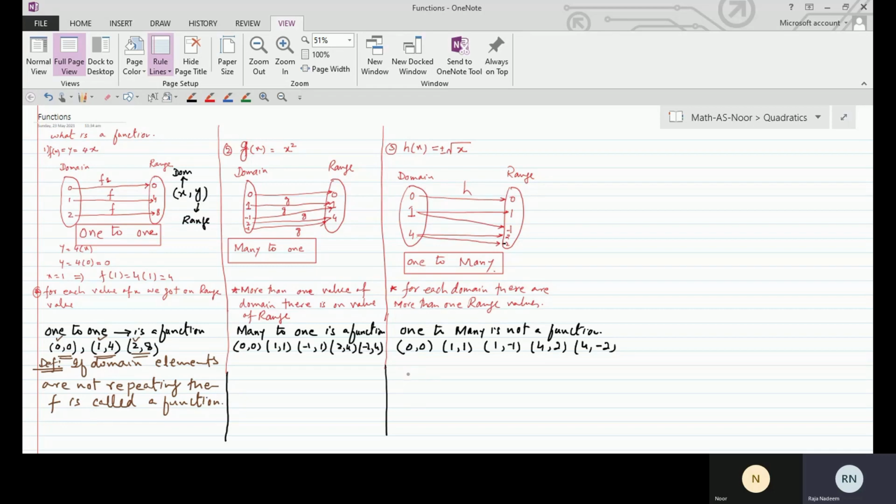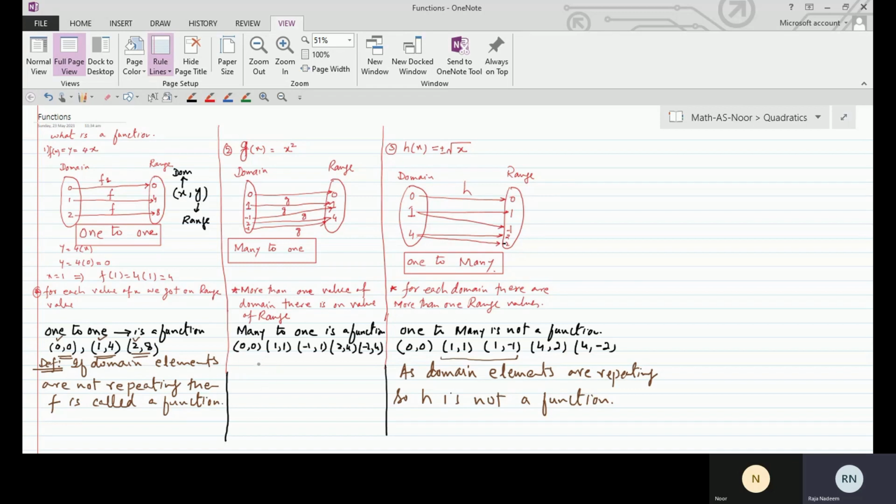I think it's better if I move to example number 3. In example number 3 you can see that domain elements are repeating, so h is not a function. Whenever you find that even in 2 points domain elements are repeating, you would call that relation not a function. You can see that 1 is repeating, you can see that 4 is repeating. So whenever domain elements are repeating, that relation will not be a function.